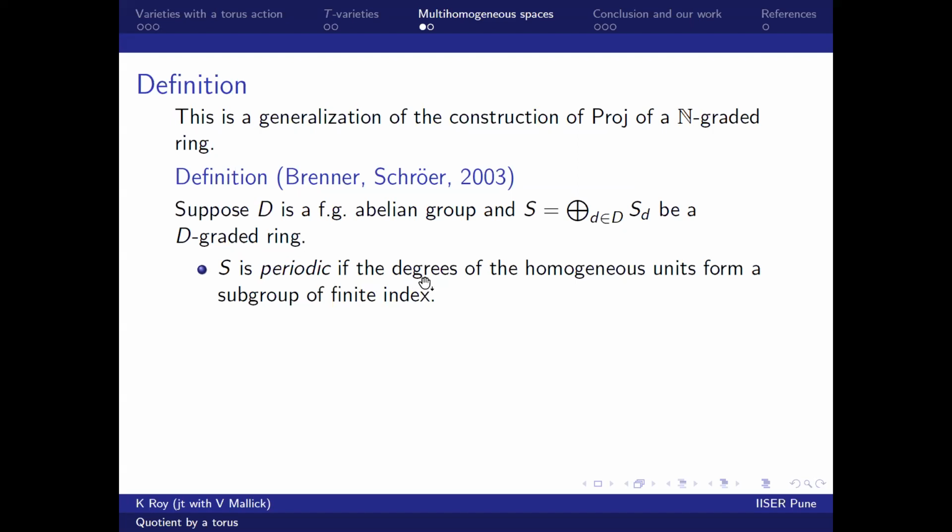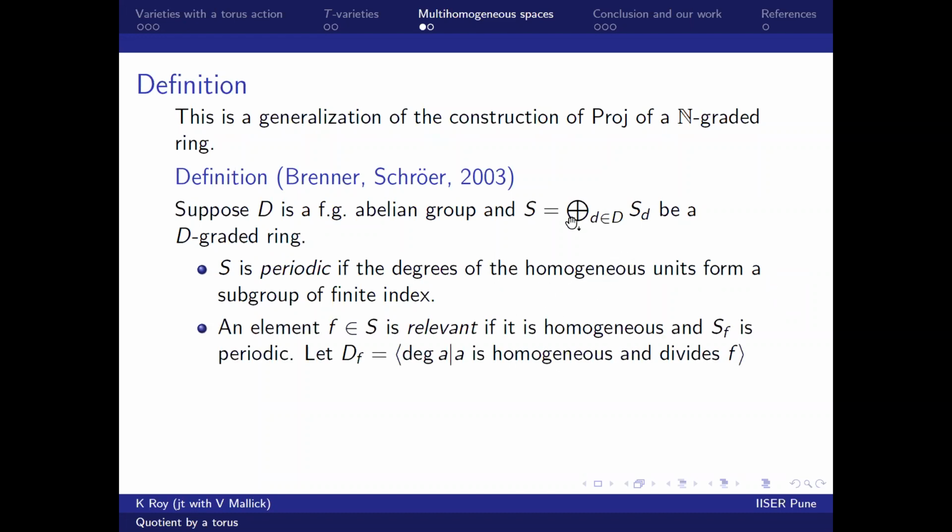So we call S periodic if the degrees of homogeneous units form a subgroup of finite index. If you have a periodic ring, then you know that Spec S is a principal homogeneous bundle over Spec S_0, and you have the geometric quotient given by Spec S to Spec S_0.